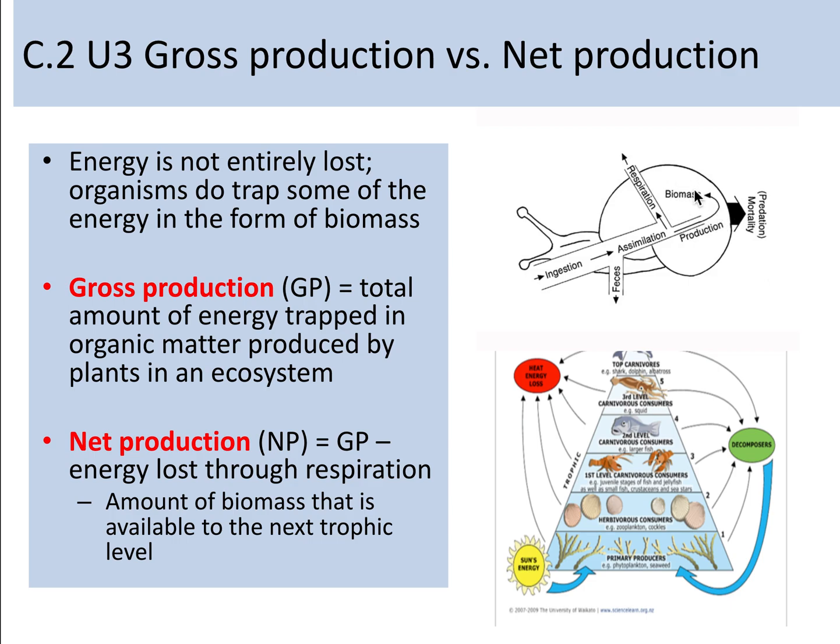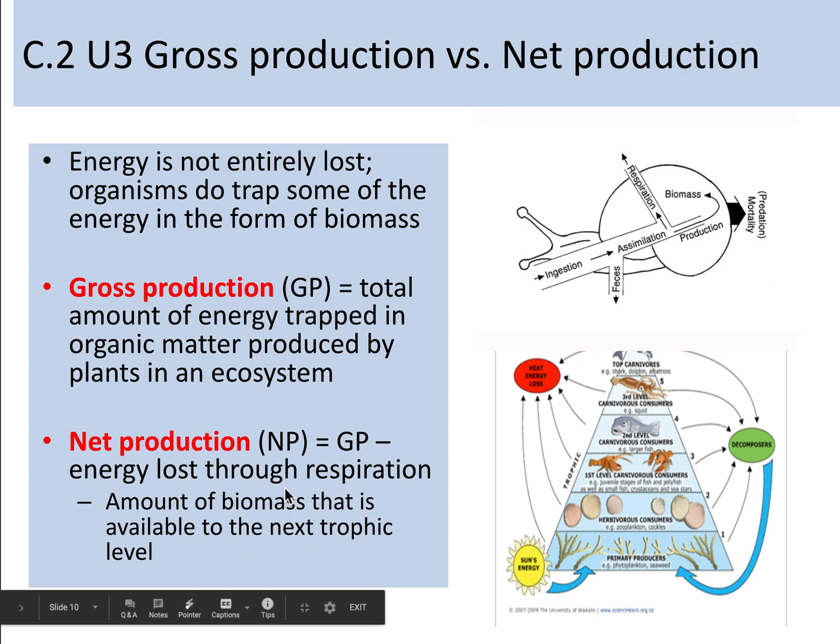So, but some of it will stay as biomass. So the two words you need to know is gross production. This is how much energy was trapped in the organic material produced by plants in the ecosystem. So this was the original, how much energy was there that went in at first to this snail.